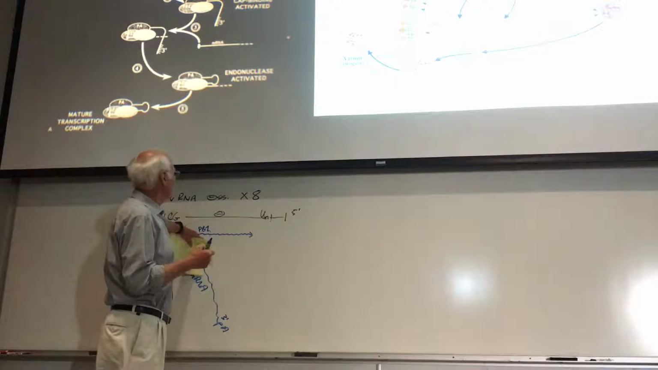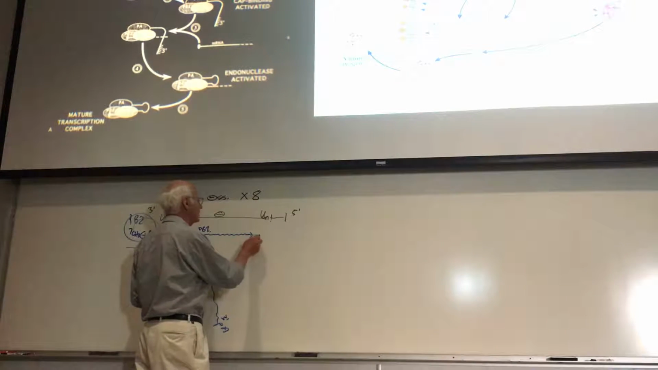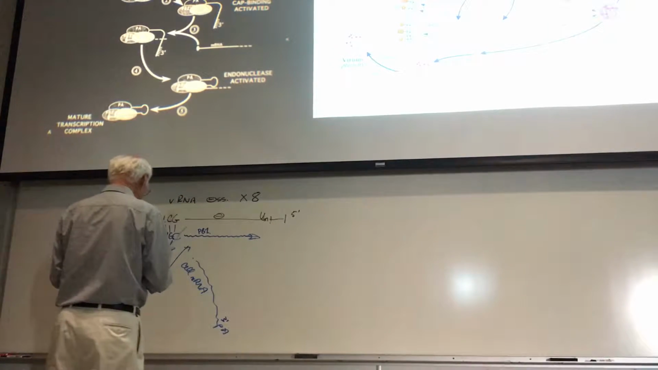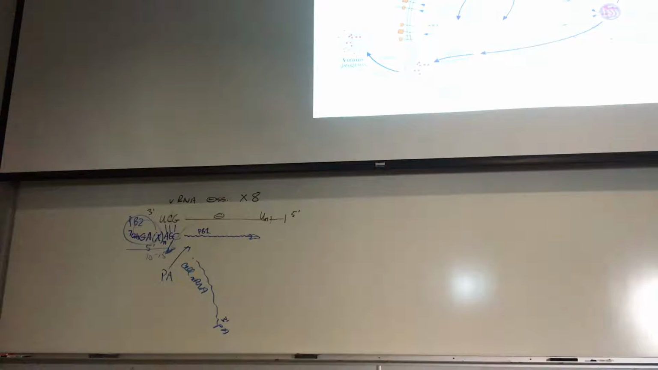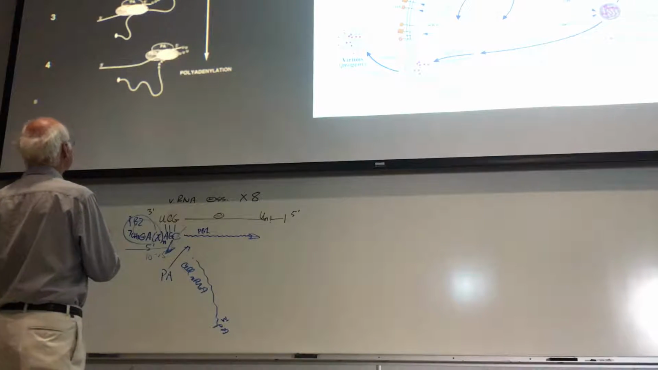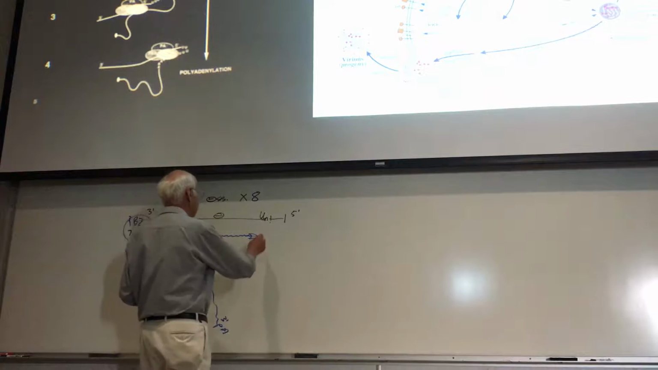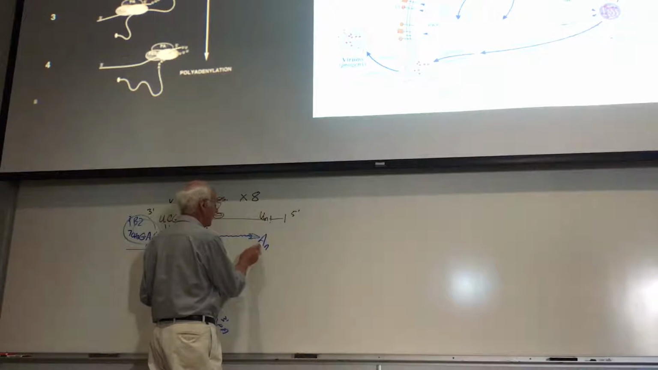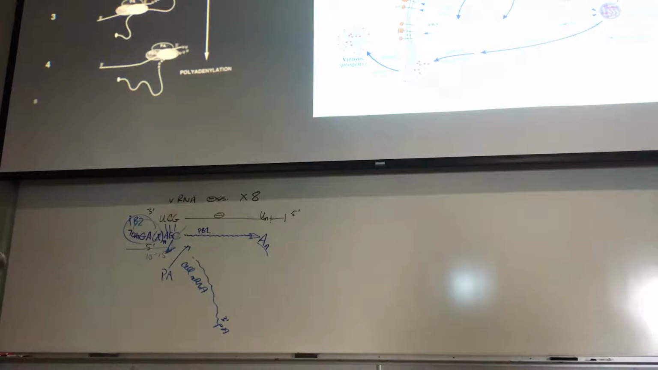We're transcribing, and we hit a U sequence. And so when the polymerase hits that U sequence, it stutters. And as a consequence of that stuttering, as shown on your handout figure 3, we've elongated, but when we hit the U sequence, the polymerase stutters and adds A's. So we'll stutter and add A's, which give us our poly A tail on the RNA.